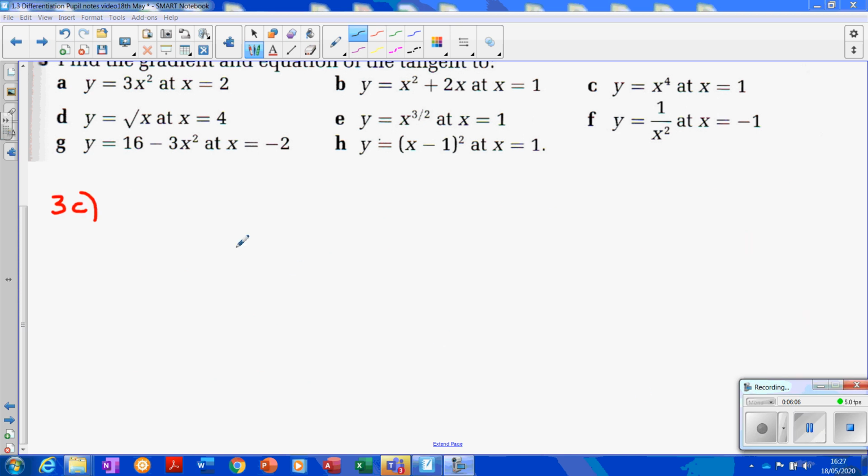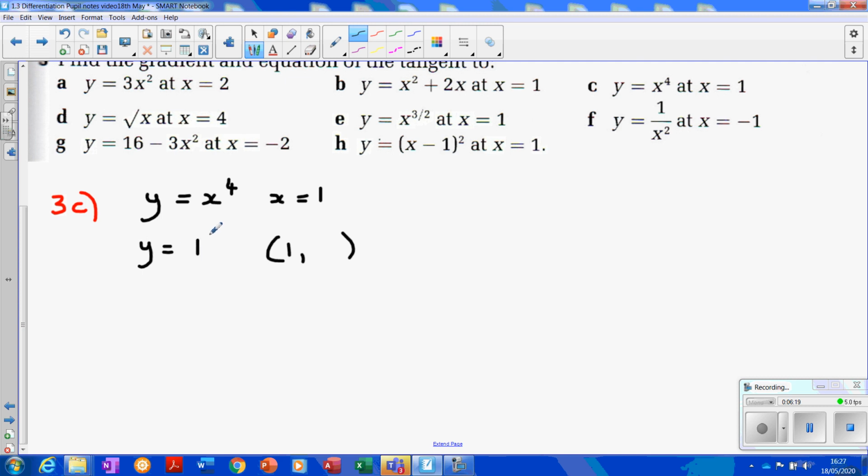Okay, 3 part C. So we've got y is equal to x to the power of 4, and it's at x equal to 1. So I'm going to do the point first of all. So I've got the point 1, something. I want to work out the y coordinate. So it's 1 to the power of 4, which is also 1.